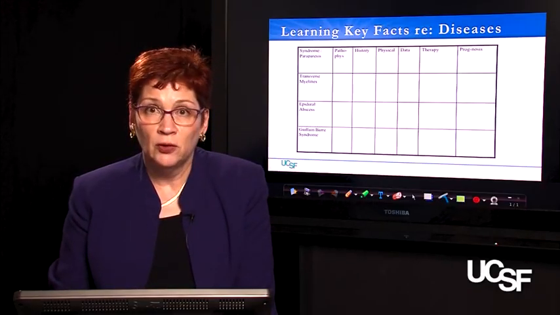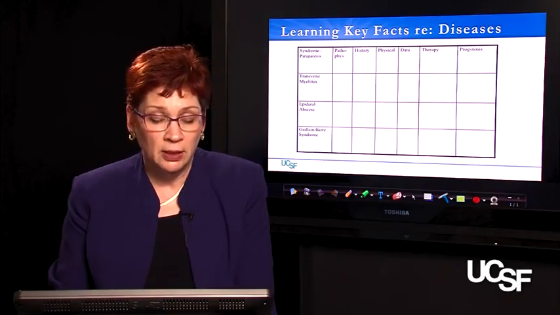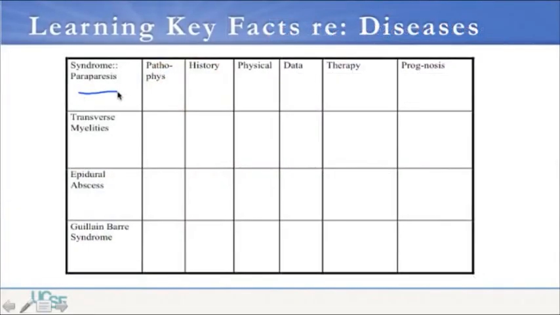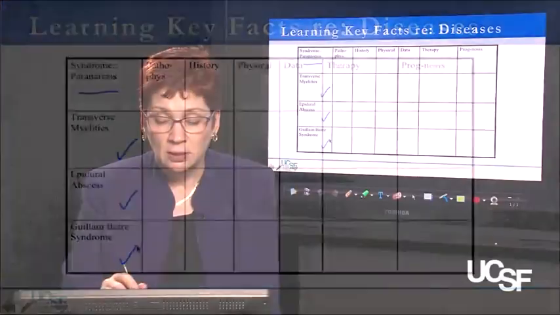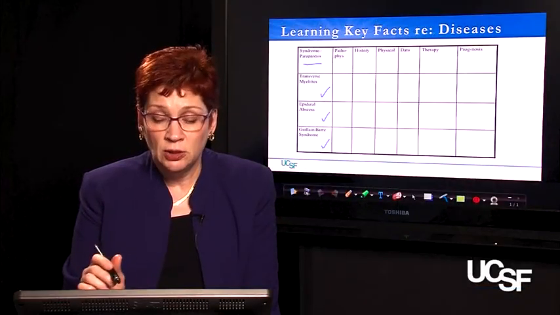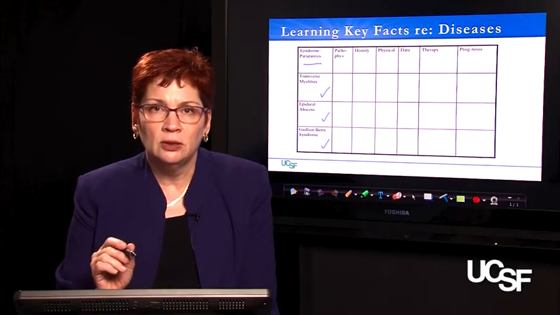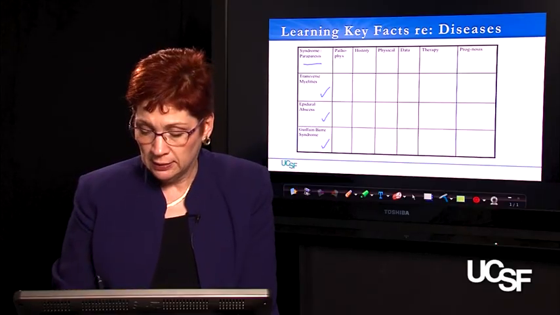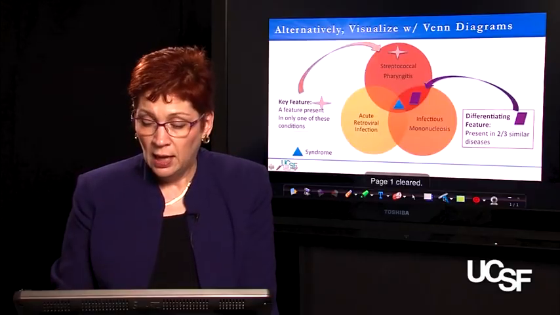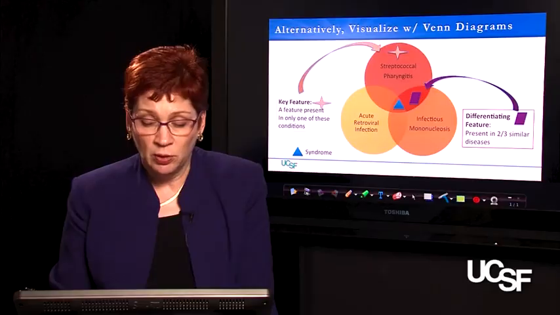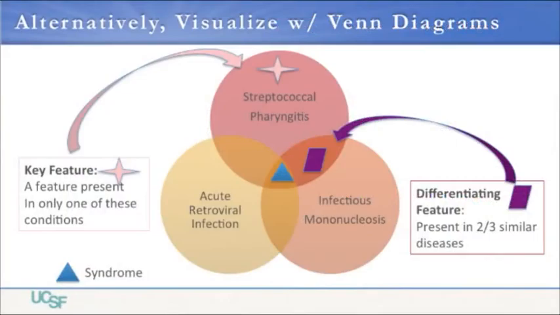And here's, of course, one of the vertical reading tables you've been used to completing. This one looks at the syndrome of paraparesis and gives you transverse myelitis, epidural abscess, and Guillain-Barré. And of course, in completing these, I want to remind you, you don't have to fill out every square, just a square where there is something very relevant to the way in which you want to learn about these diseases. And some of you found that the Venn diagrams were more helpful, recalling that a differentiating feature seen in 2 out of 3 diseases, a key feature in this diagnostic triad present only in 1.